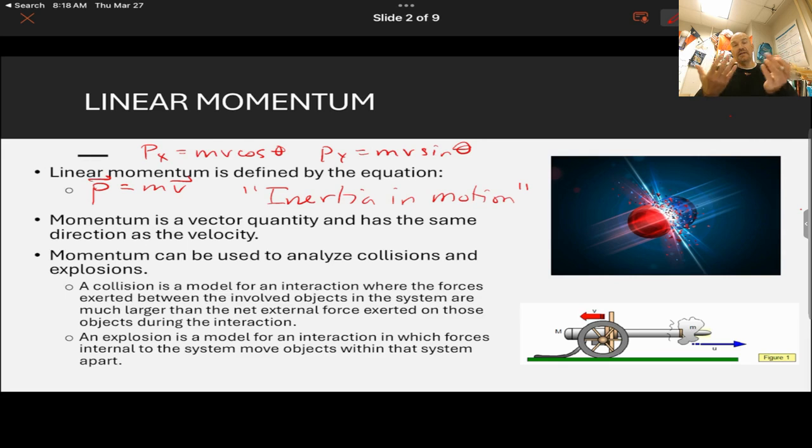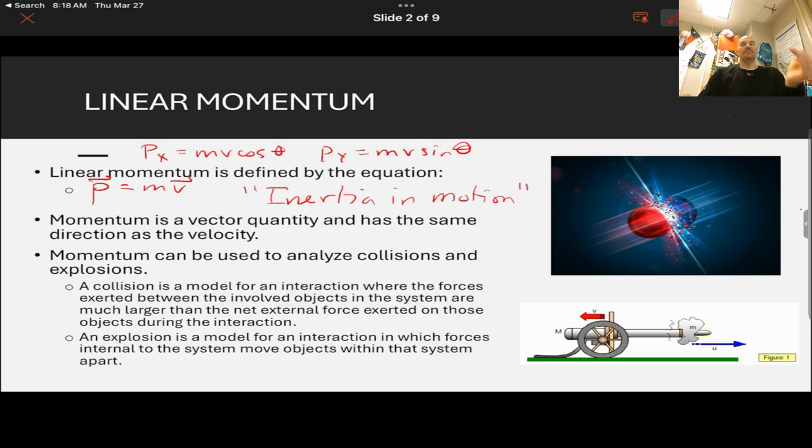So two common examples: two cars collide, that's a collision, and then you could have an explosion like a cannon being fired. This is the reason why modern cannons have wheels, or why the barrel recoils, because there is an interaction going on. The forces inside are going to push the cannon and the projectile in opposite directions.